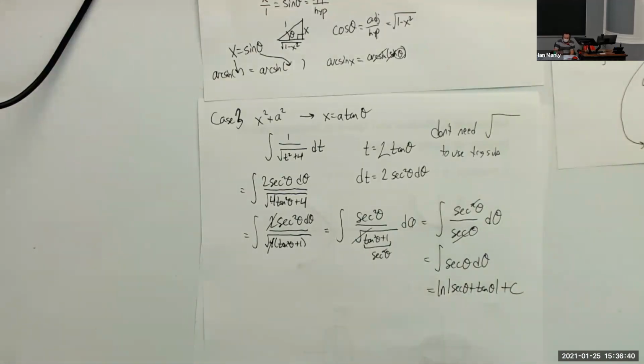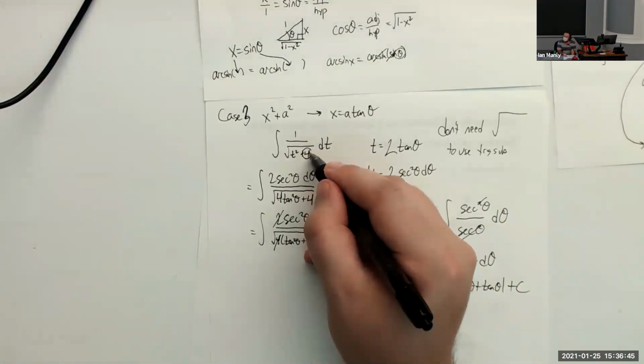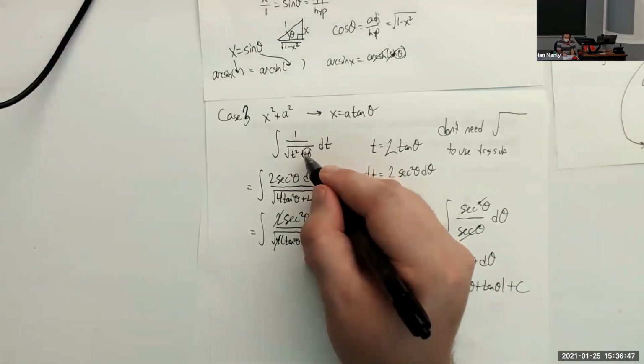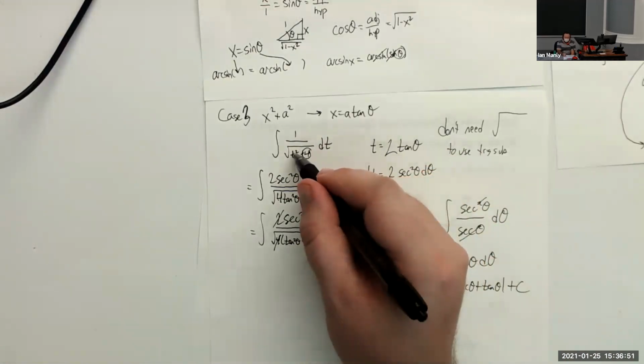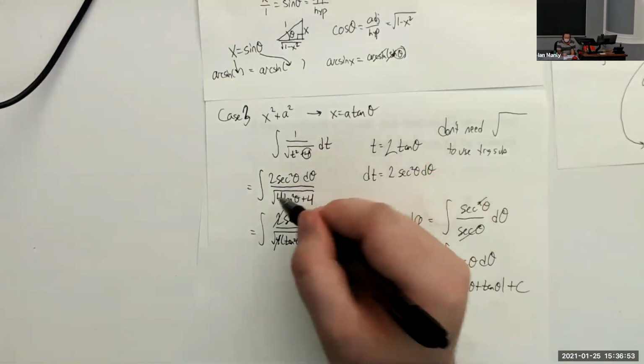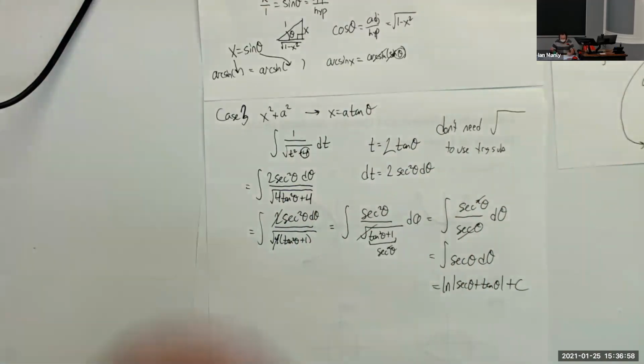Daniel's asking, why do we need 2 times tangent? We always want to put whatever the square root of this number is, the number being added to the square. We always want that to be here because we're going to put back in t squared, and we're going to square this 2 again to match up with the 4 here. So that's why we do 2.